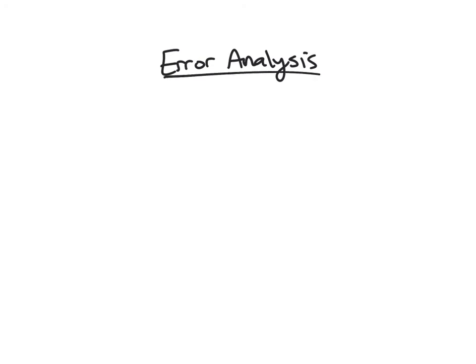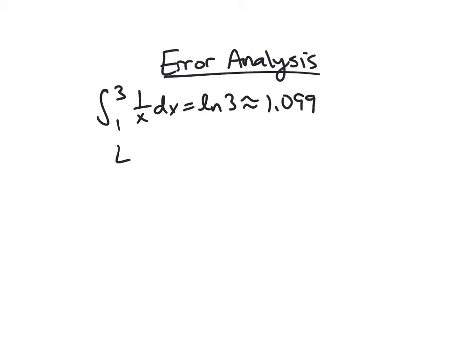So now let's talk about error analysis. Earlier we saw that the integral from 1 to 3 of 1 over x dx is the natural log of 3, which is roughly 1.099. And we saw that our L4 was approximately 1.283, right? So it's off by just under 0.2 there. So in general, this seems easy. You just say, hey, this is the right answer, and you compare your approximation to the right answer and see how far off you are.